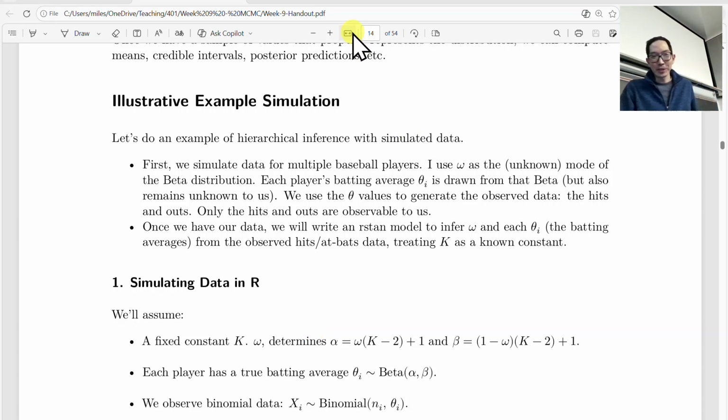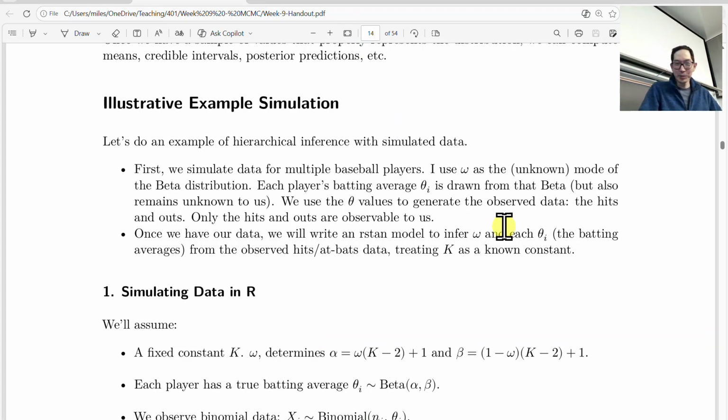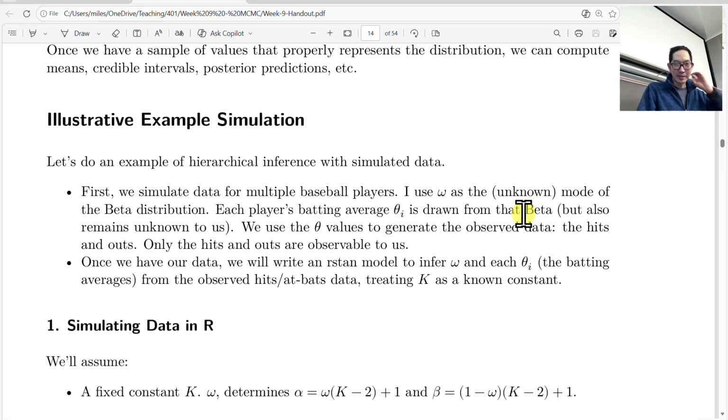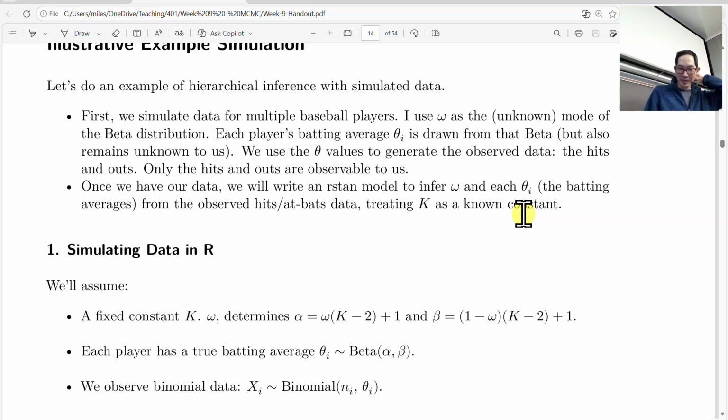All right. So we will resume here. Let's do an example where we simulate some data and then we will try to do statistical inference on our simulated data. Okay.